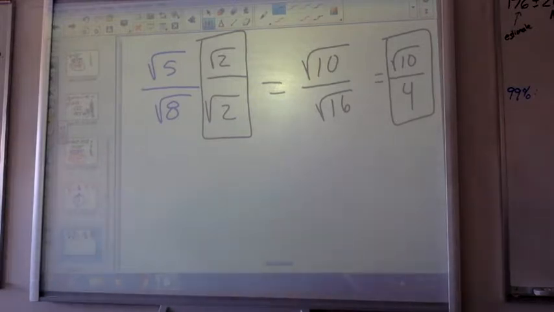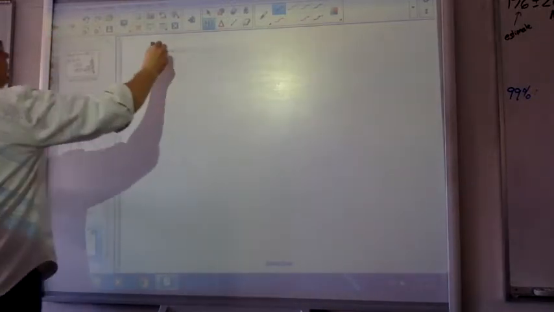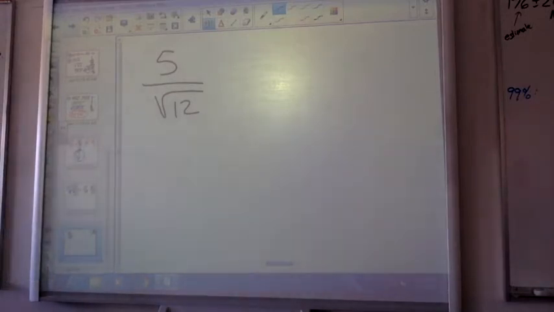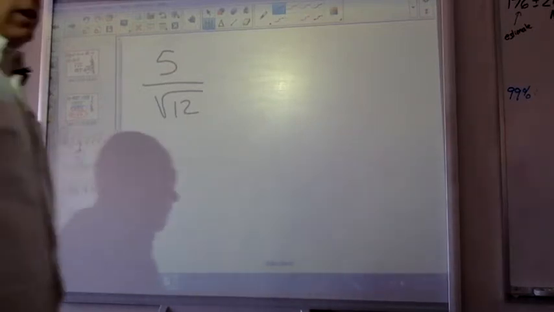Let me go to that last problem. Something look different about that last problem? What do you see? The denominator is not a perfect square. What else do you see? There's no root on top. Good, I like it. All right, so let's think.